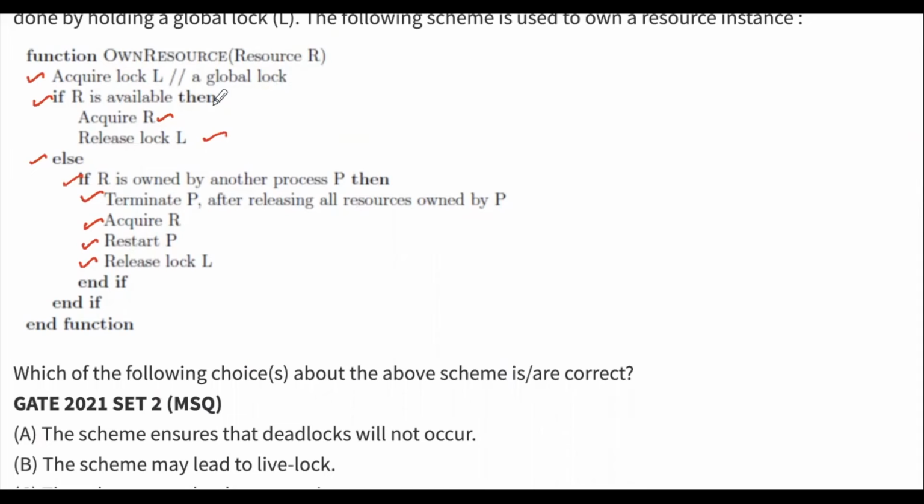So let's assume the processes P1 and P2, and there is a process P which is already holding the resource R. Let's say P1 acquires the lock. Now the lock is with P1. Then, is R available? No, R is not available, because R is held by process P. So P1 cannot acquire this resource, so it goes to the else part.